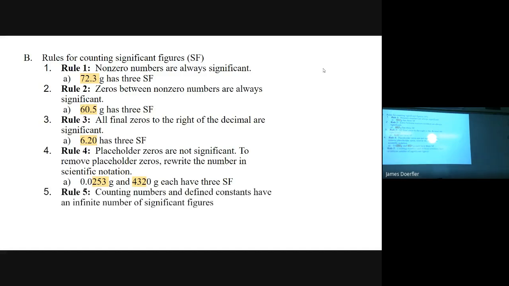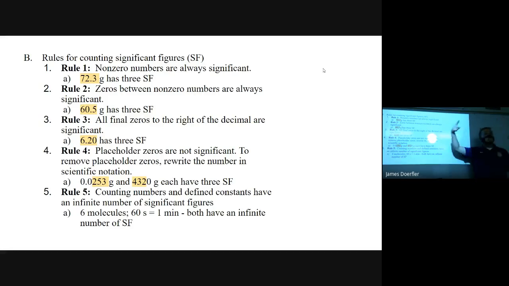Rule 5. Counting numbers and defined constants have an infinite number of significant figures. This is just thrown in there for fun. I don't even have this rule in my other books, but what they mean is when you have 6 molecules, or when you have 60 seconds equal to a minute, or 60 minutes in an hour, things that are constants in our life, those have infinite sig figs. That's just an extra bit of information for you to know. Your main focus is these first 4.